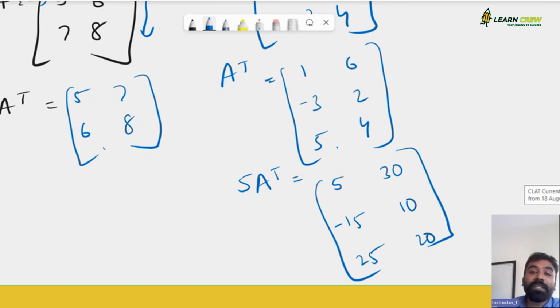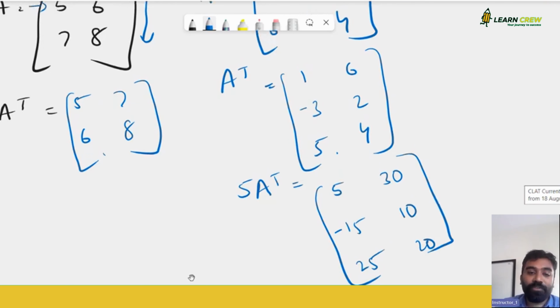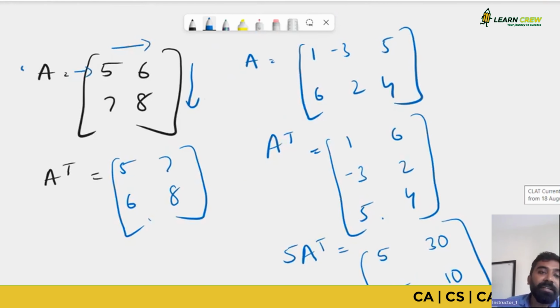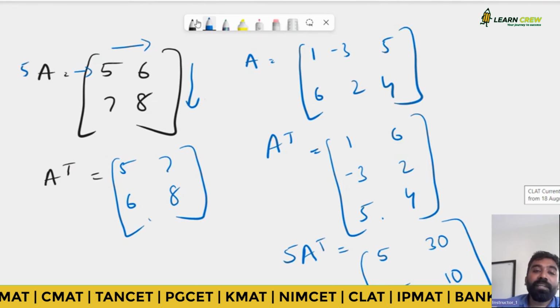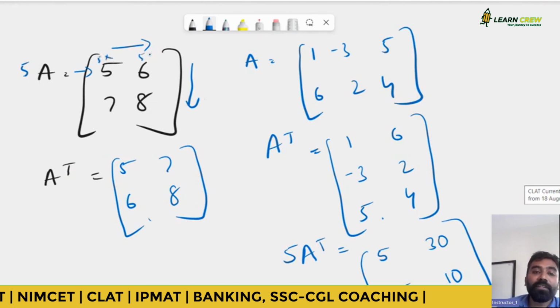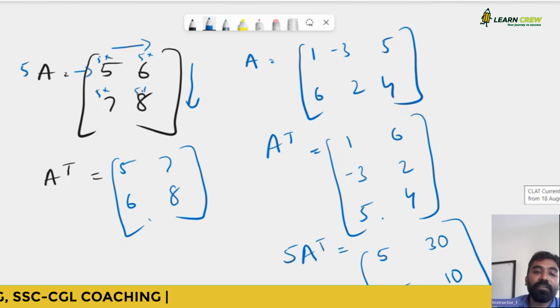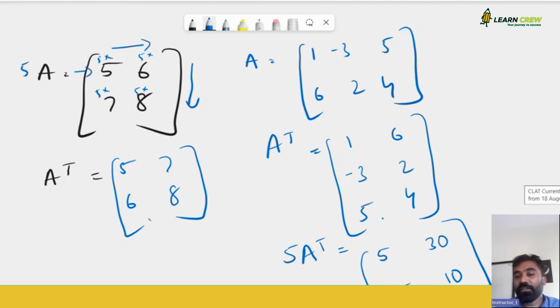So whenever you multiply a matrix by a number, each and every element of the matrix is going to be multiplied by that number: 5 into 5, 5 into 6, 5 into 7. So this is one more important thing to remember.